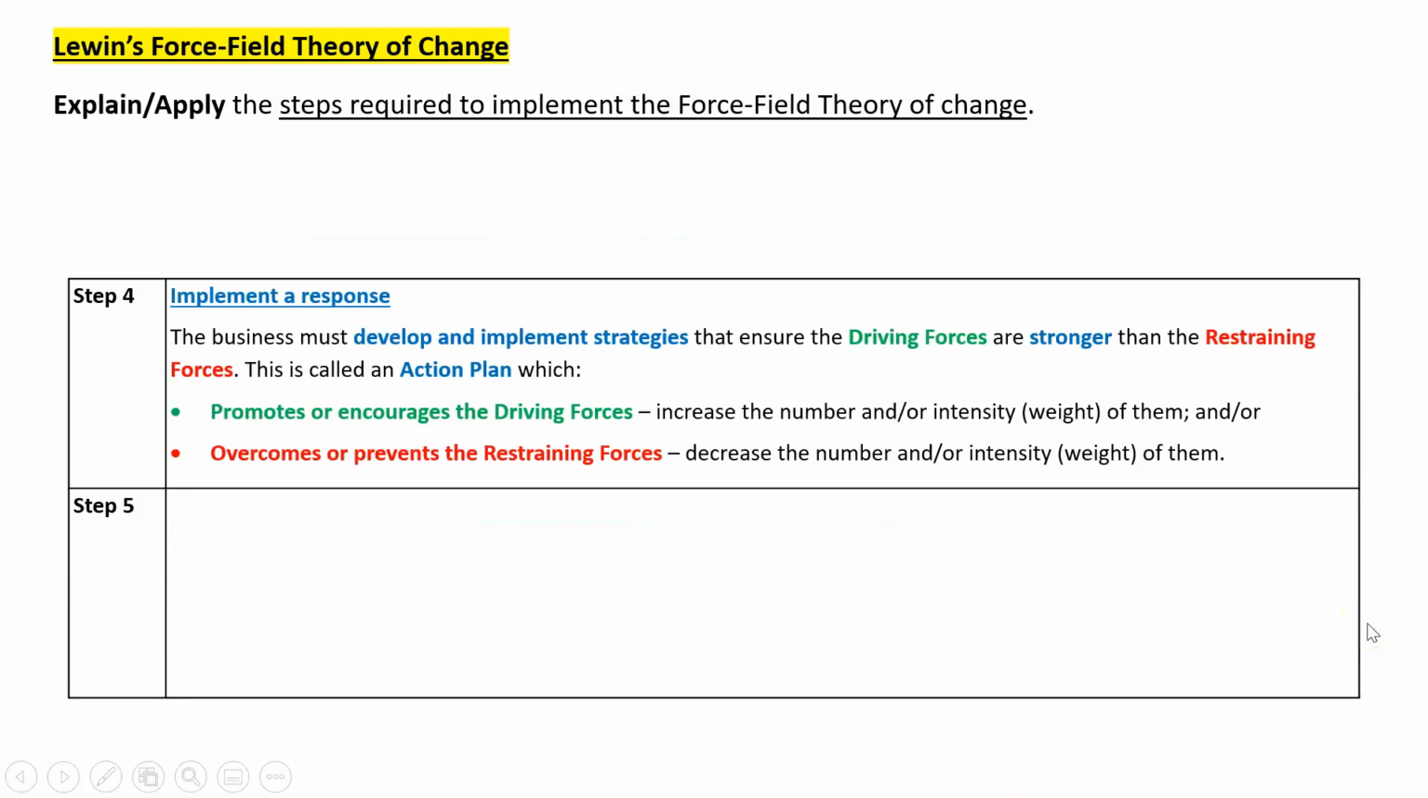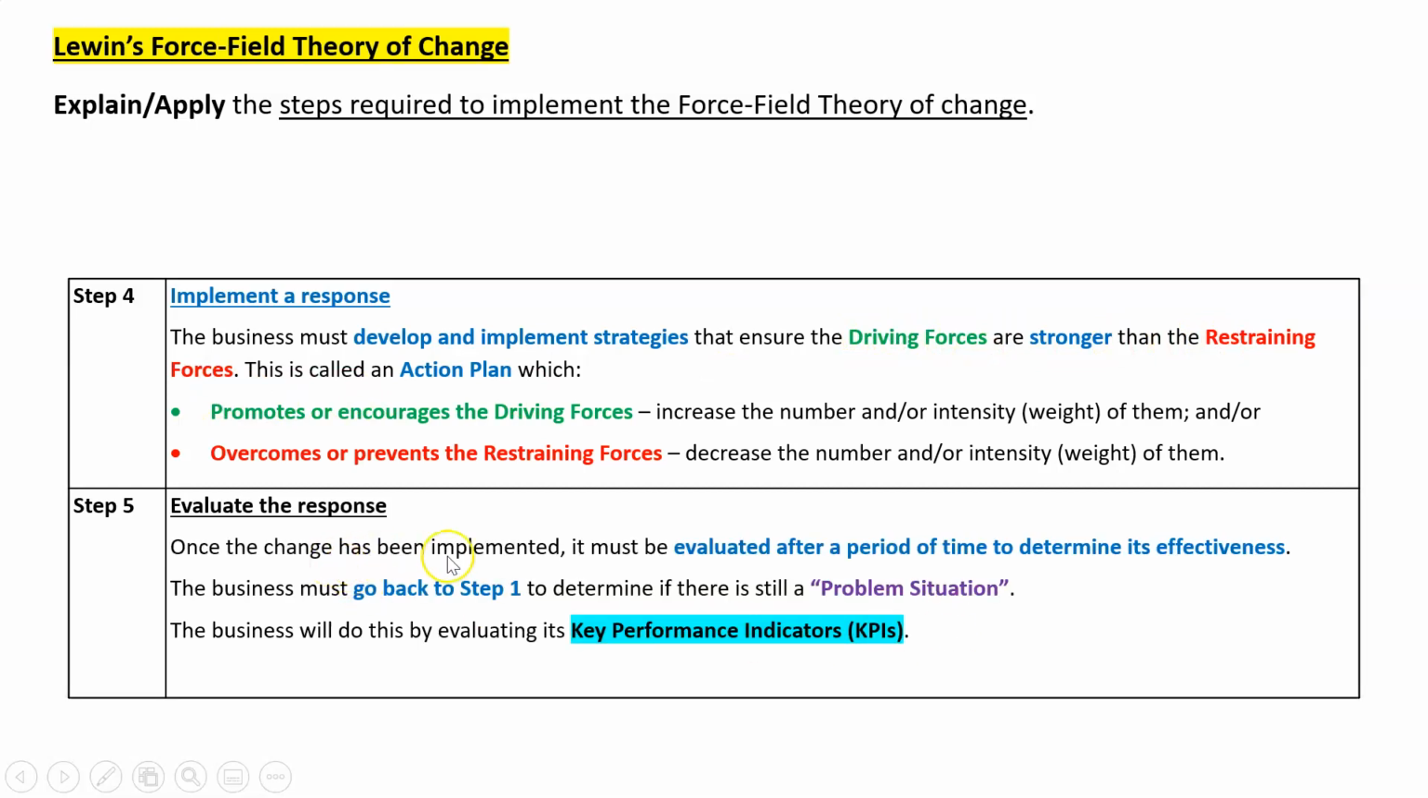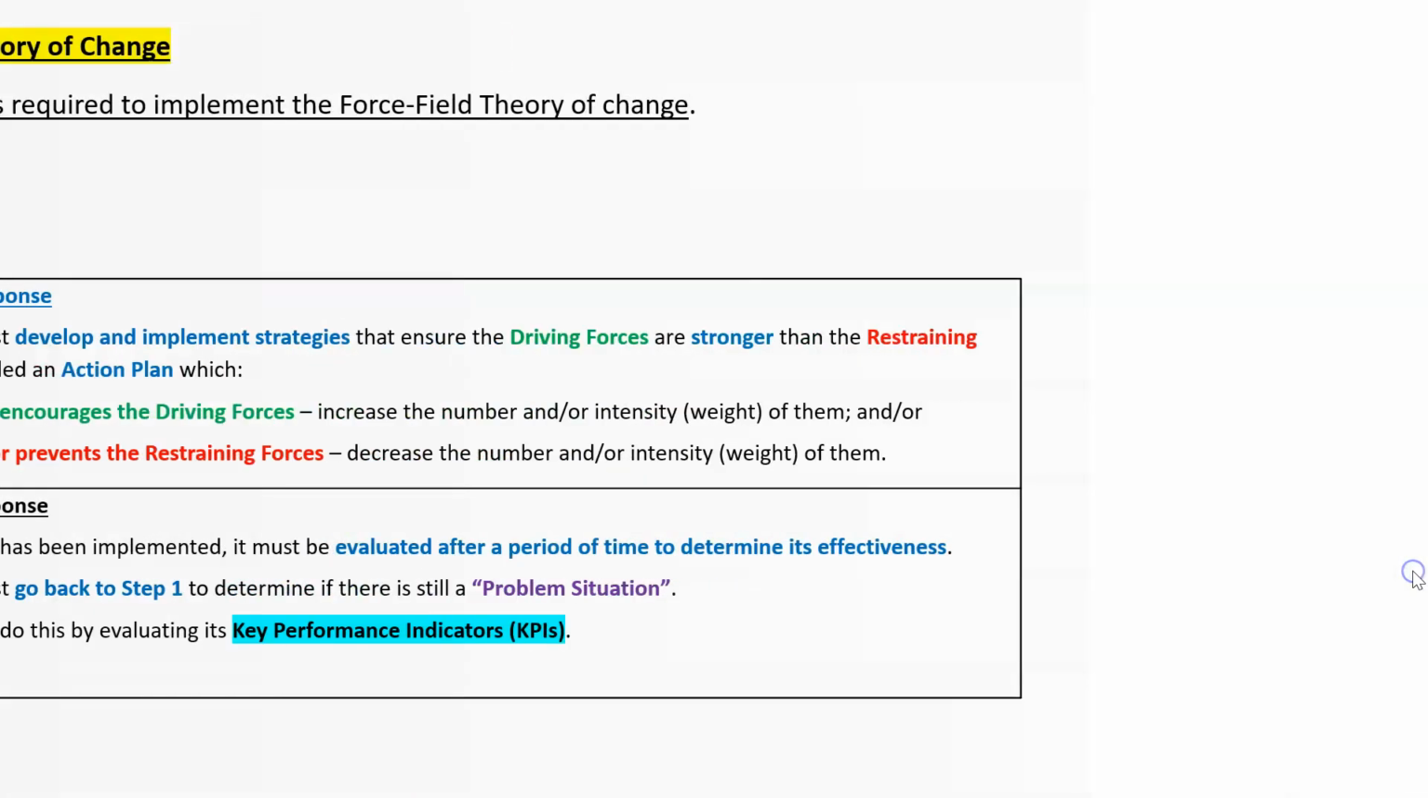4, we said implement a response, which we called an action plan. And all you're trying to do there is make sure your driving forces are stronger than restraining forces. And lastly, you've got to evaluate the response. Did it work? You're going to evaluate things with KPIs, which we did in chapter 10.